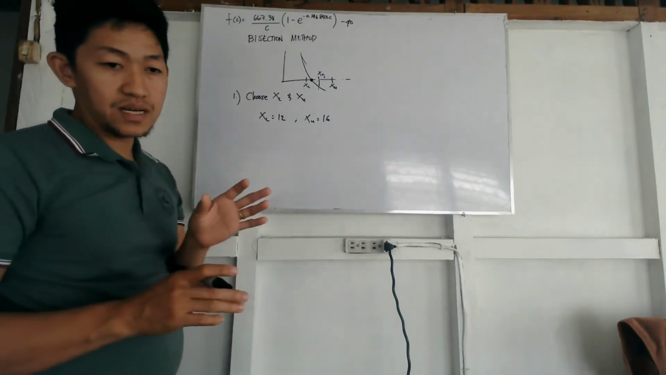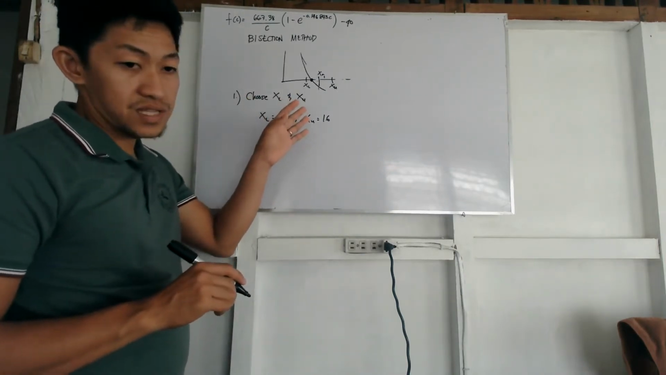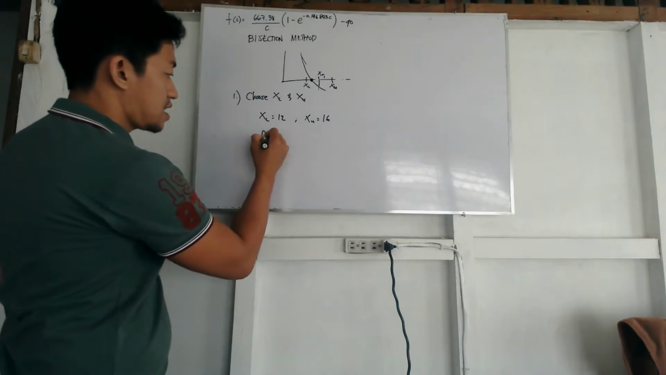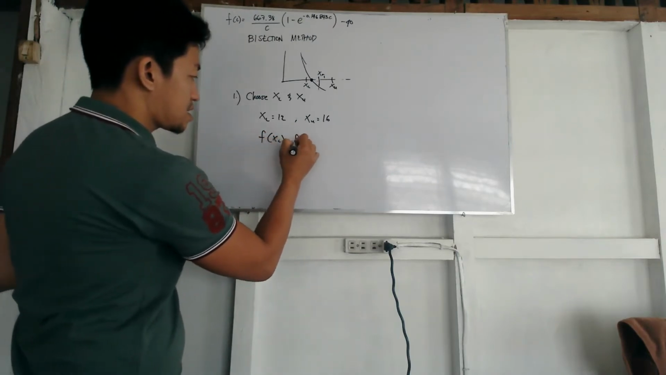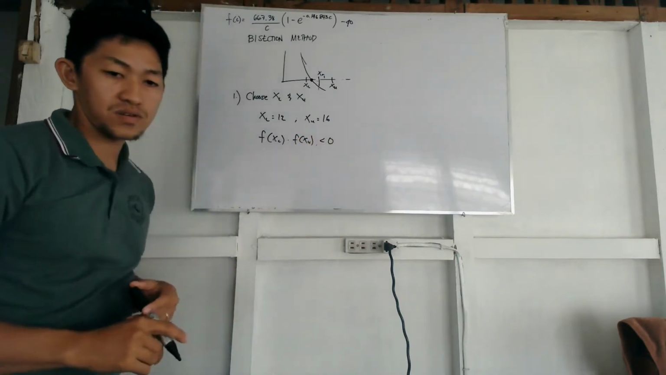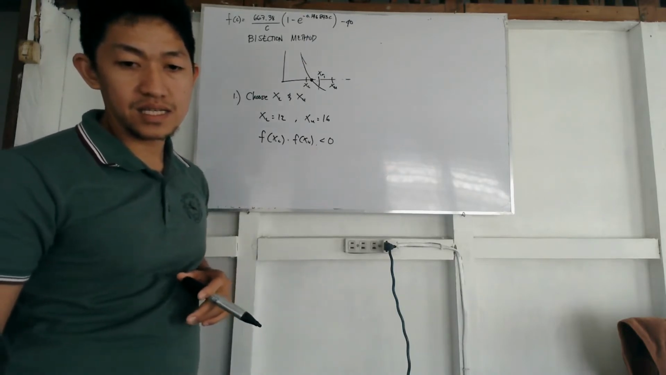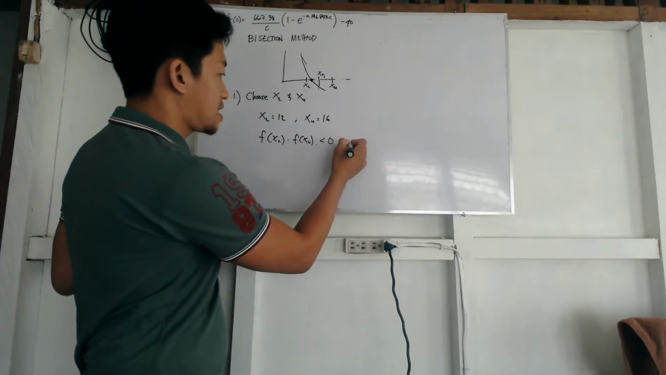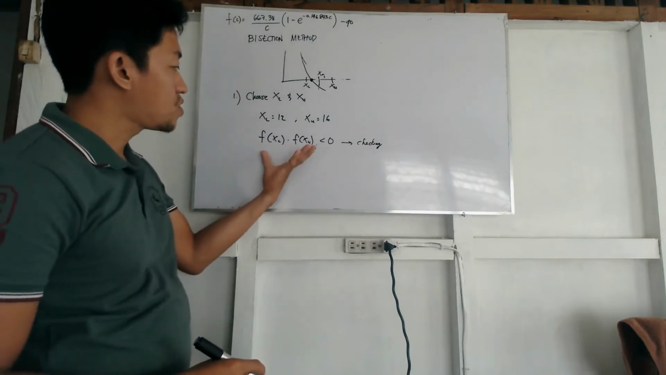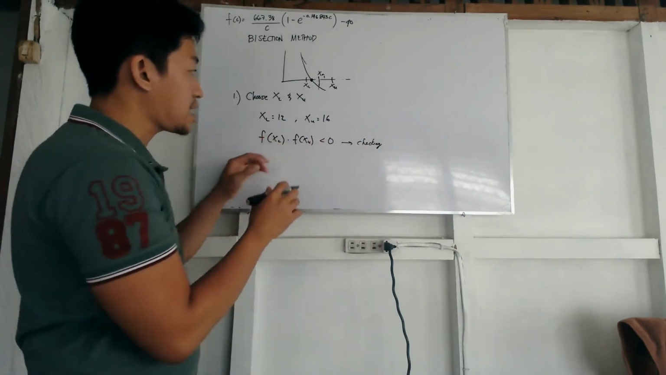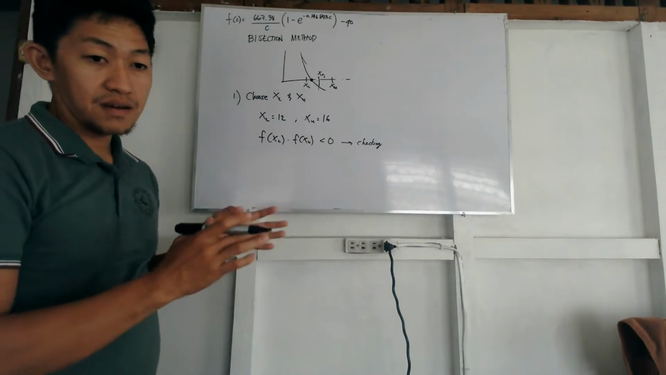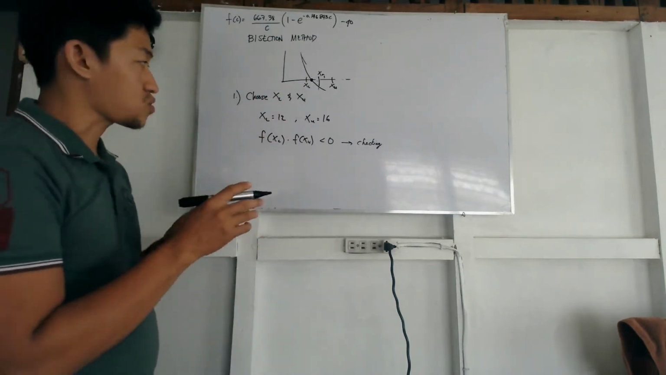Now, if you want to ensure that the interval contains the root, you check by f of XL times f of XU. The answer should be less than 0. Less than 0, so that is the checking. If it is satisfied, the interval is correct. Because if the answer is greater than 0, the interval is wrong and does not contain the root.